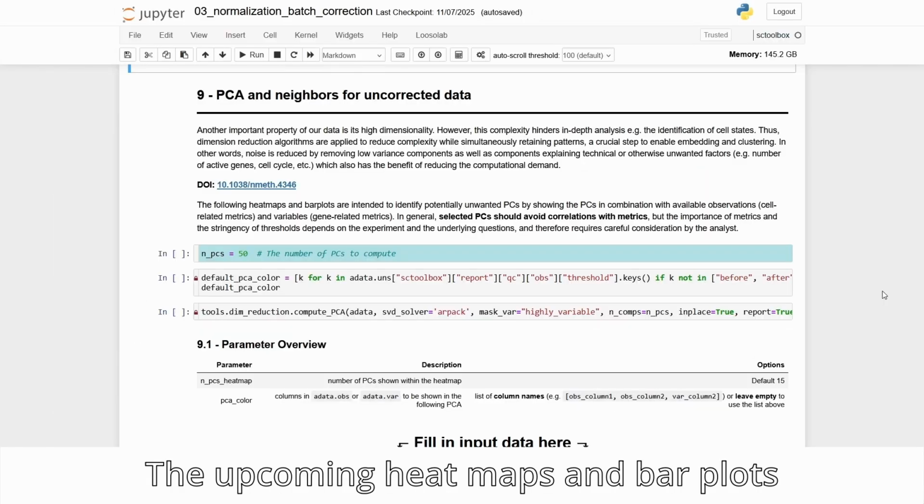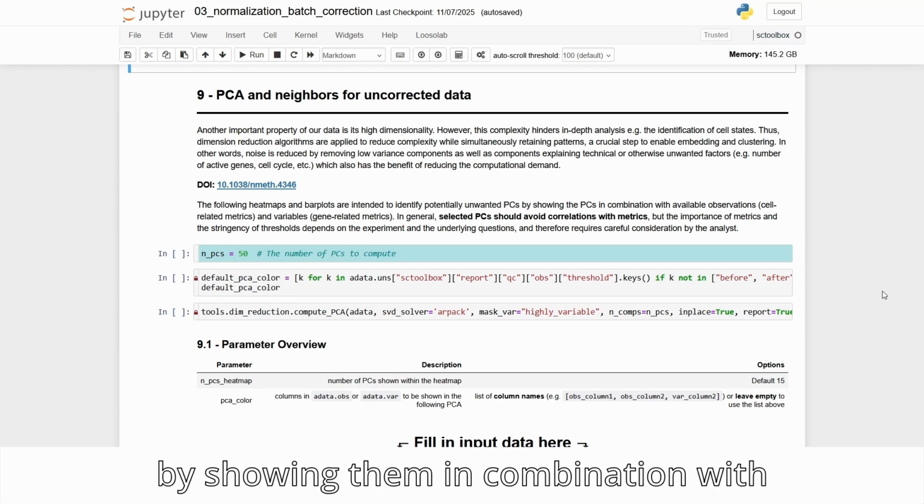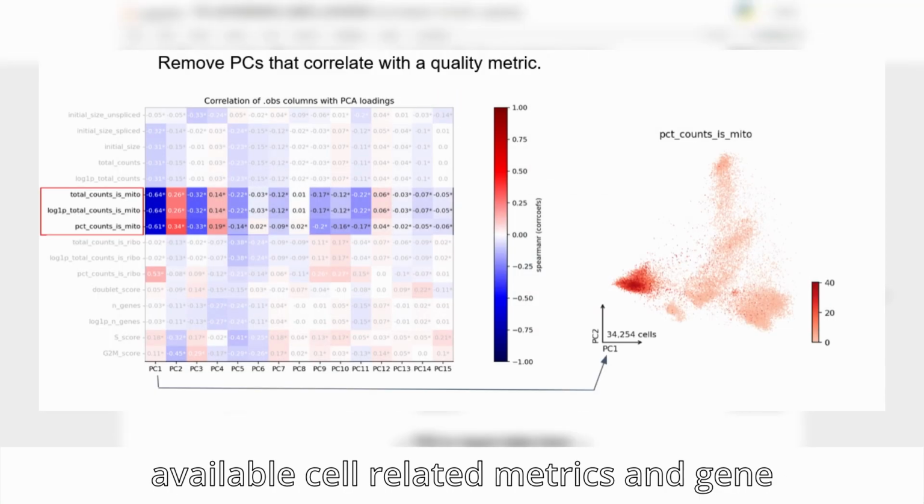The upcoming heat maps and bar plots help identifying potentially unwanted PCs by showing them in combination with available cell-related metrics and gene-related metrics.